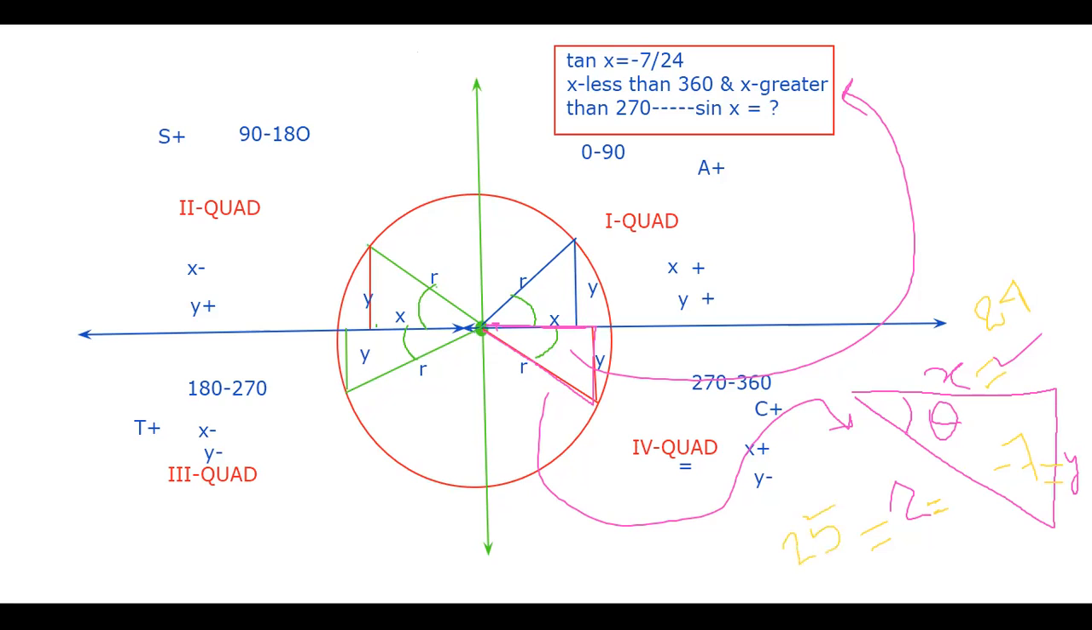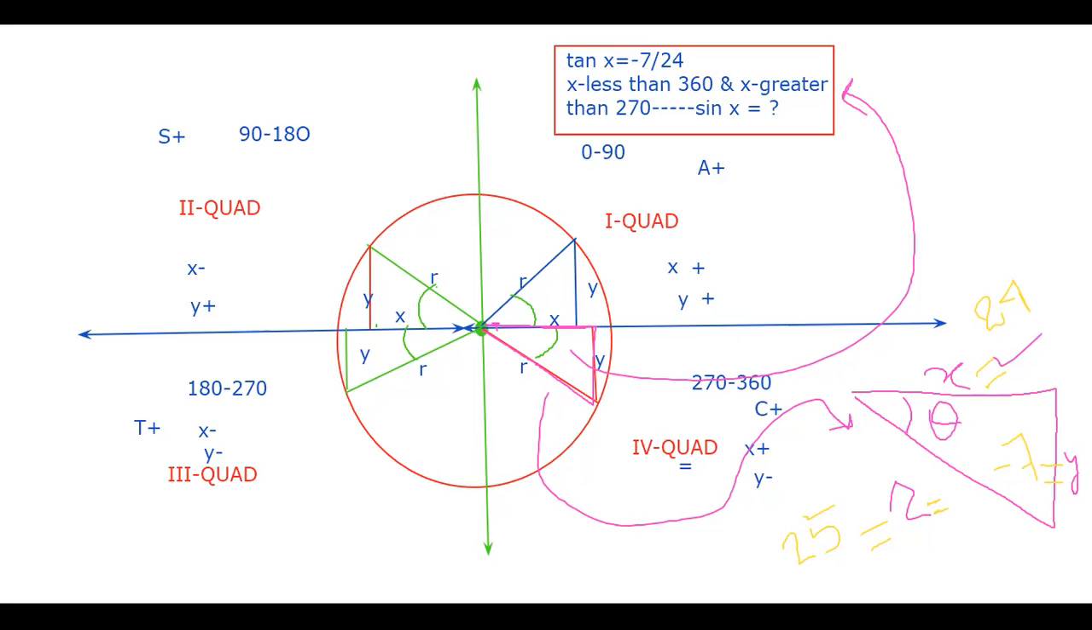Now each and everything is there. From this information, I can get all 6 ratios, and you will have to get only one, that is sine. So what is that? Sine means opposite over hypotenuse. Look at this, your opposite is -7, so it's -7 over 25. If you are looking for the cot of this x, what is that?